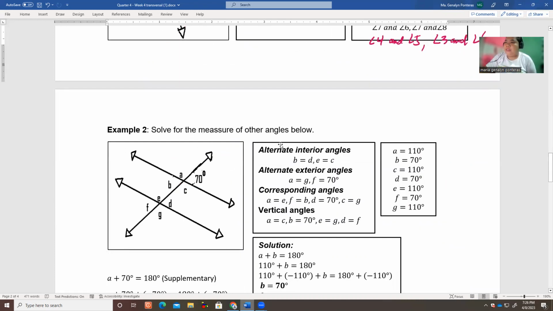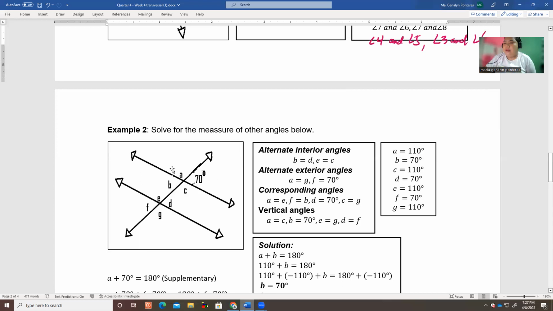Now solve for the measure of the other angles below. If this one is 70, then angle B is 70 because they are vertical angles. Angle B is also 70. With the relation of 70, they are corresponding angles. Angle F is also 70, alternate exterior angles.